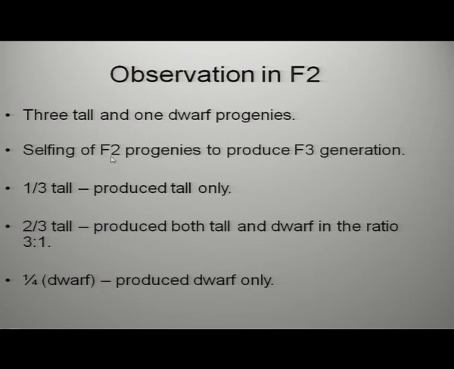Again he conducted self-pollination among the F2 progenies and produced the F3 generation, the third filial generation. In the F3 generation, the result obtained was amazing. 1/3 of the tall progenies produced only tall progenies, and 2/3 of the tall progenies of the F2 generation produced both tall and dwarf progenies in the ratio 3:1. Again 1/4, that means out of the whole progenies of the F2 generation, 25% are dwarf, and they produced only dwarf progenies in the F3 generation.